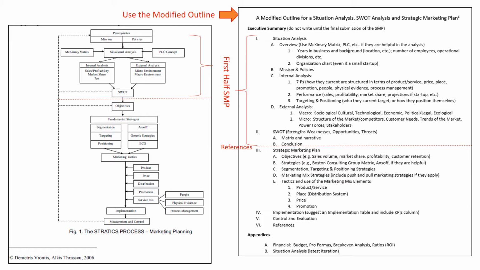The situation analysis provides an overview of your company and client. For example, how many years they have been in business, their background, the number of employees they have, and their operational divisions. If you can, it is often good to provide an organizational chart of the company. Then, if there is a mission or policies of the company, you provide them next. Following that, you complete an internal and external analysis of the company. Let's look a bit more in depth at that now.